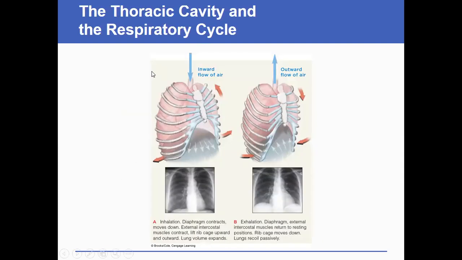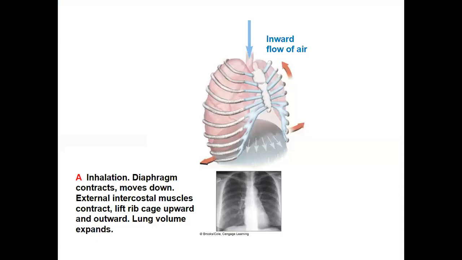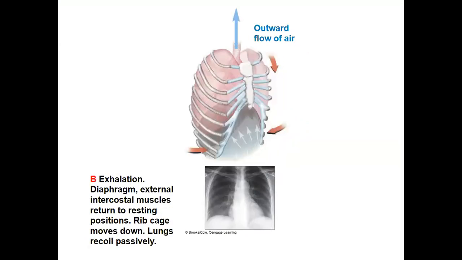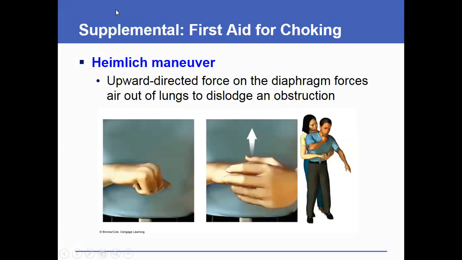This is an explanatory document. Inward flow of air: look at the ribs and the intercostal muscles. The diaphragm is pushed down. Here it is pushed up. Inhalation: the diaphragm contracts and moves down. External intercostal muscles contract, lifting the ribcage upward and outward. Lung volume expands. In exhalation, external intercostal muscles return to resting position, the rib cage moves down, and the lungs recoil passively.